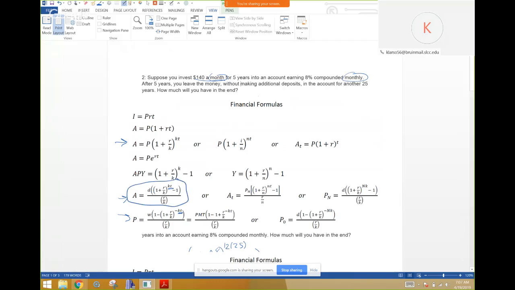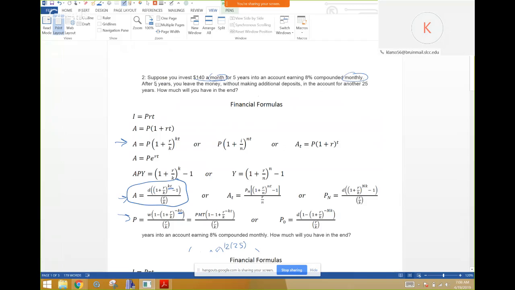And you'll have to know what each variable represents. D will be 140. R, we have to change it to a decimal, so 0.08. K is the number of compoundings per year, because the interest rate's given as an annual rate. It doesn't really say annual, but that's what it is. It's the APR. So everything's in terms of years. So K will be how many times it's compounded per year, so that'd be 12. T would be 5. And then we stop the problem there. We're not going to worry about the second part after 5 years.